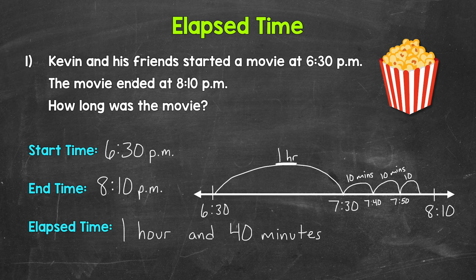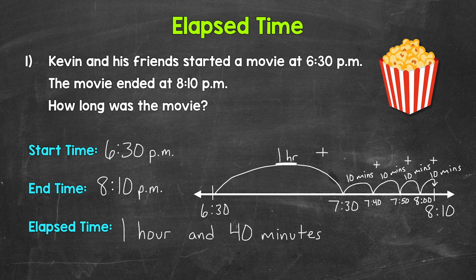Another 10 minutes gets us to 7:50. Another 10 minutes gets us to 8 o'clock. And then our last 10-minute jump gets us to 8:10. So we have 1 hour plus 10 minutes plus 10 minutes plus 10 minutes plus 10 minutes, which gives us our elapsed time of 1 hour and 40 minutes.